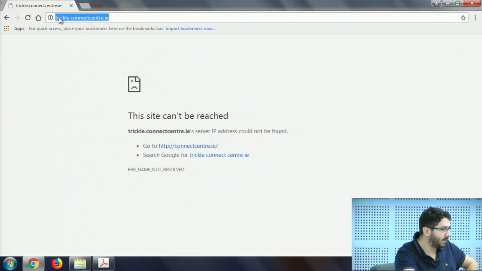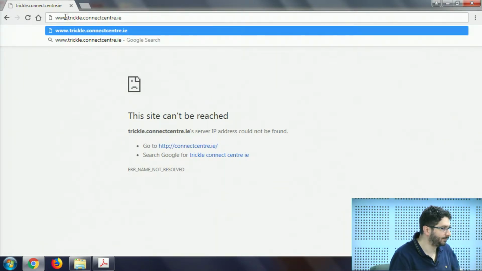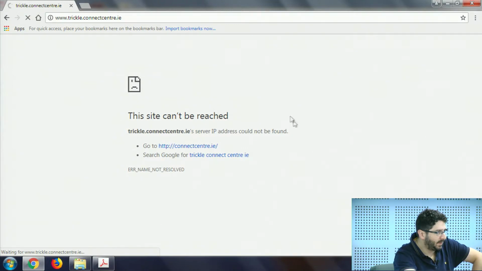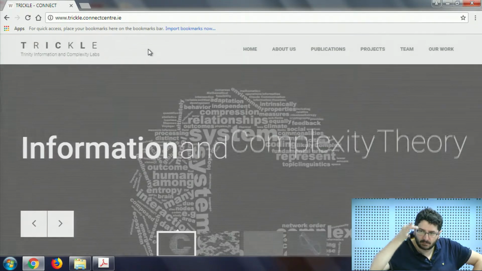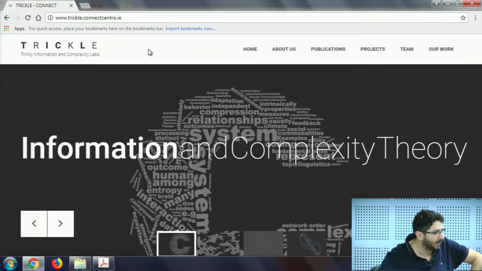I have to put www, I think. So basically, my center is Connect, I told you. There is a website, it's called www.trickle, trickle like the thread of water, right? .connectcenter.ie. It's a simple website again, and we are not such good web developers, but I think there is the basic information.